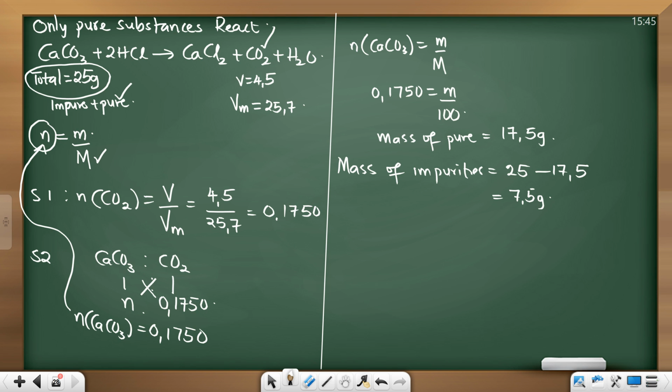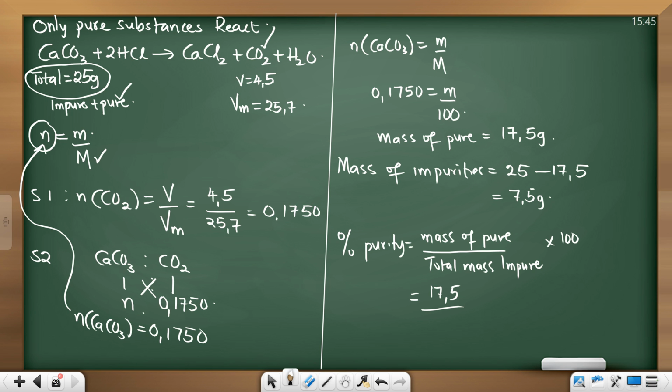What if they ask you to find percentage purity? You see? What's the formula? Mass of pure substance over total sample, total mass of impure, multiplied by what? What is the mass of the pure? 17,5. What is the total sample? 25. Times what? 100. That's percentage purity. We're done. Mass of pure substance over total sample of impure.